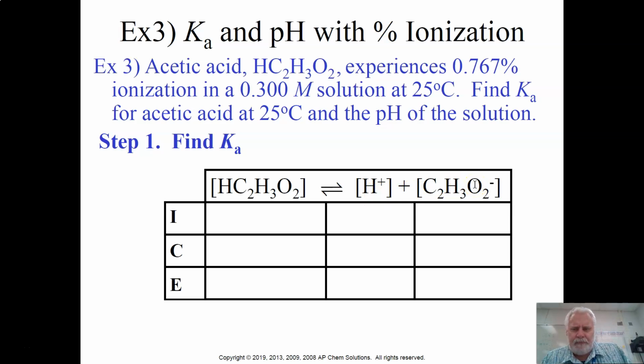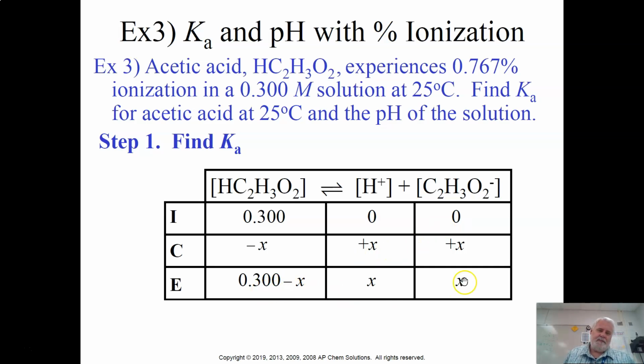So how do we go about doing this problem? Well, we can't find Ka like we did the other way. So we'll just skip right to the ice box. That was step 2 in the other problem. And that part will be pretty straightforward. You got the 0.3, 0, and 0, the minus x, plus x, plus x, and the equilibrium, and hopefully you're really comfortable with that.